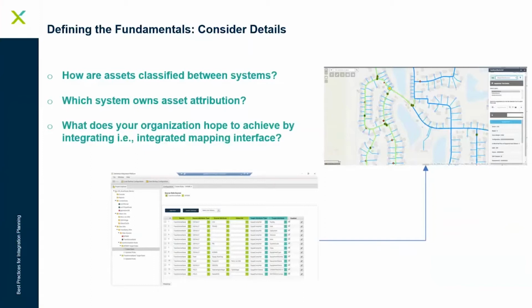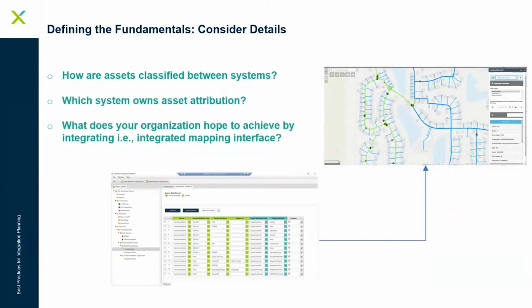Which system owns asset attribution, right? So that's, again, starting to consider some of this bidirectional capability within the platform that you're going to choose. So is this a type of integration that is owned by one side of the equation? Or does it need to be bidirectional? Is the asset, let's say, created in GIS through an as-built process, created then into SAP, but then that asset is then maintained in SAP from that point moving forward, right? Its life cycle is then maintained in SAP.